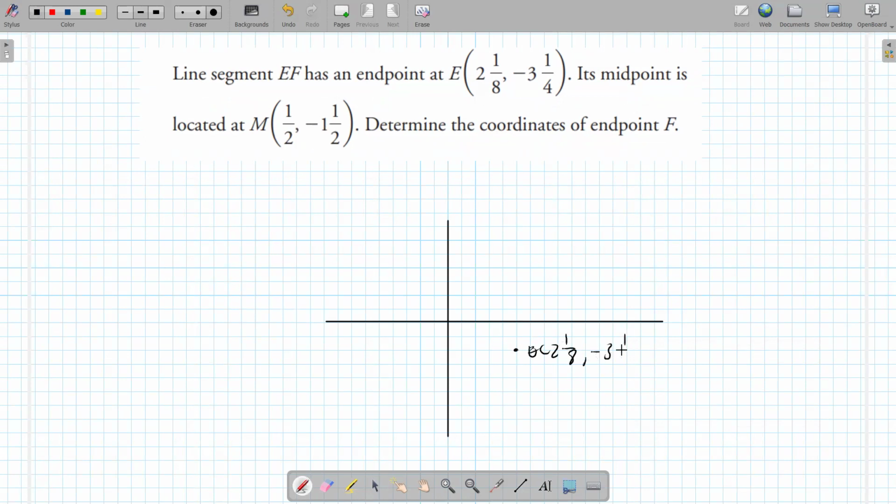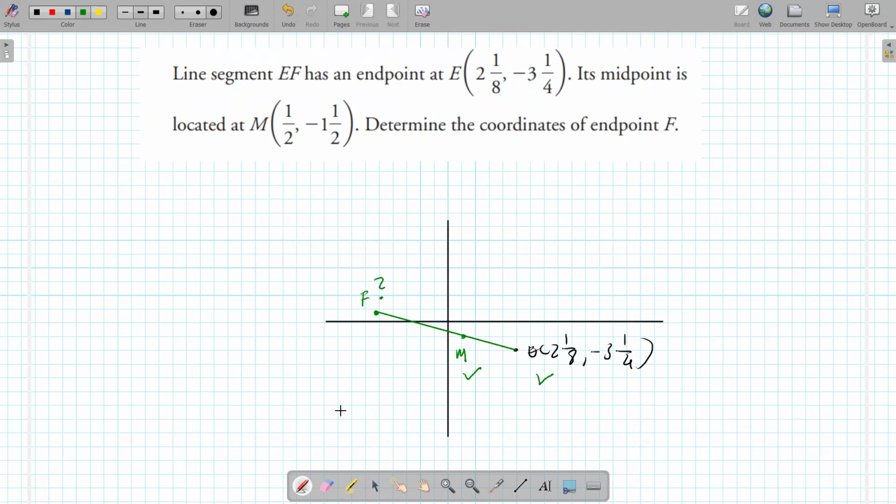So we have this point E. That's the one end of a line segment. And we have a midpoint at M, which is somewhere here. But this point M is the midpoint between E and some line segment F. So let's say F is somewhere here. We have this point, we have this point. Now the question is, what's the end of this line segment? So how do you do something like this?